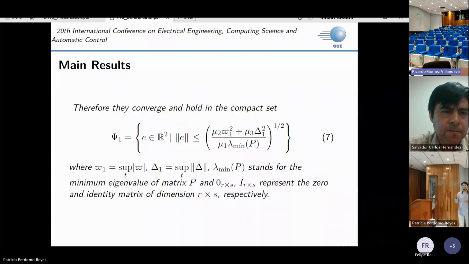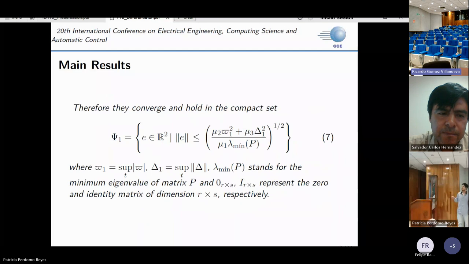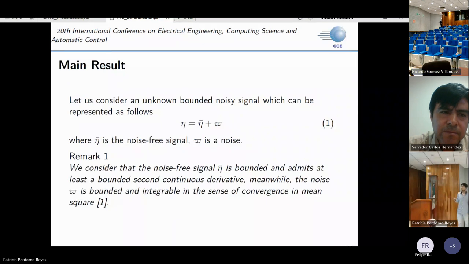If we consider a noise with a large bound or high frequency, the size of the compact set should be increased. The constants mu 1, mu 2, and mu 3 ensure that the LMI is feasible and allow increasing the size of the compact set. So the distribution of the noise is not important, but what is really important is this remark: the noise must be bounded and integrable in the sense of convergence in mean square.